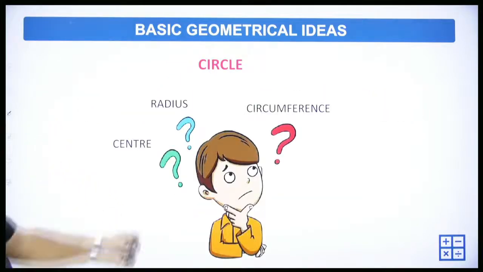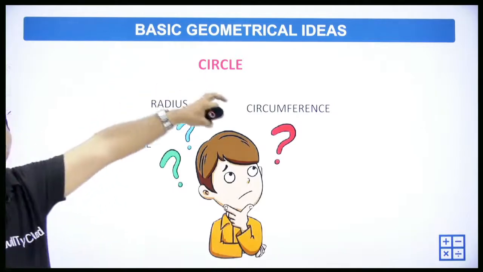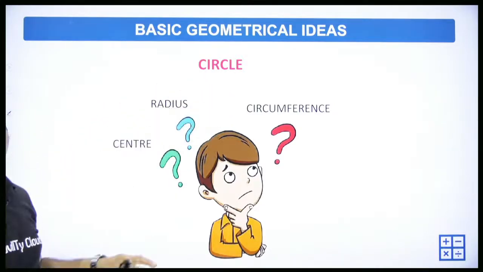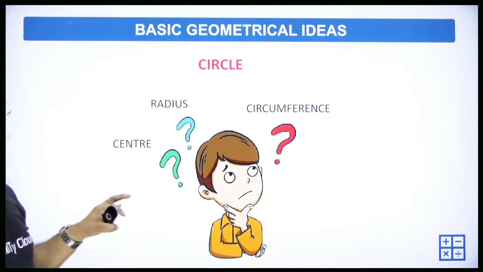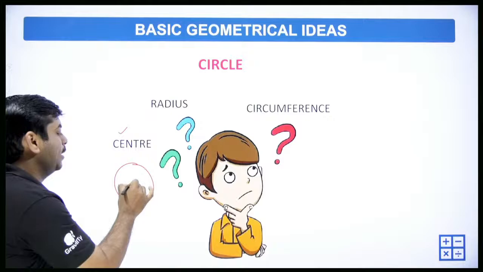So in a circle we have something called radius, something called center, and something called circumference. What are all these? Are they all the same? The center we just discussed: in the circle, that middle point is the center.